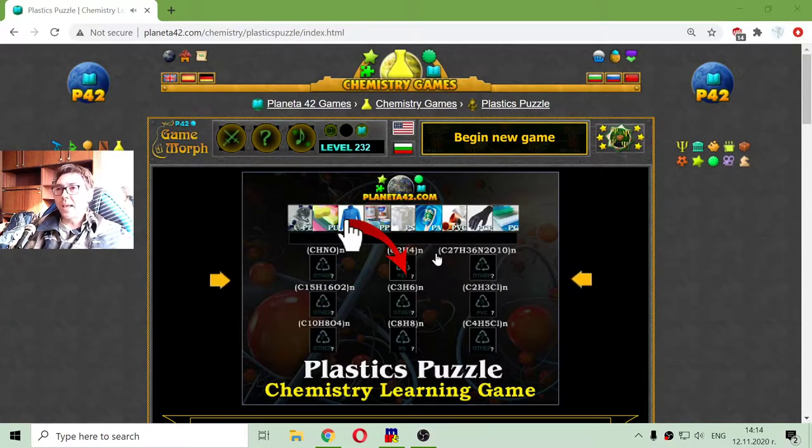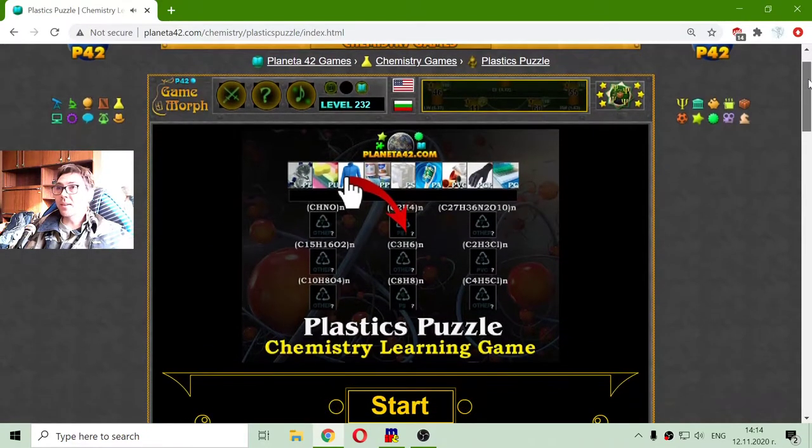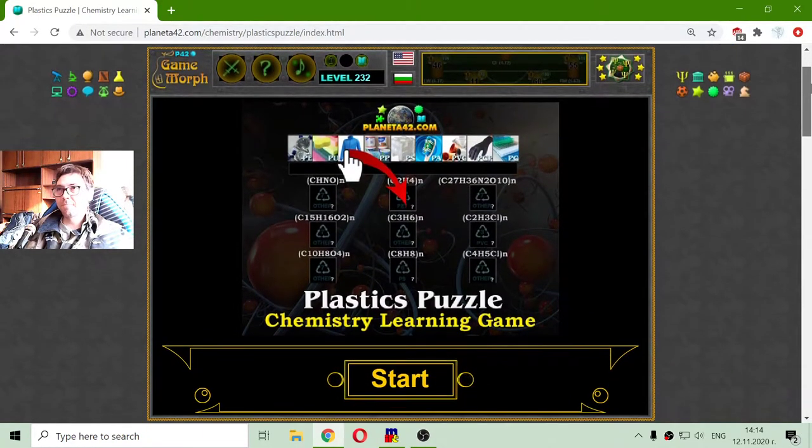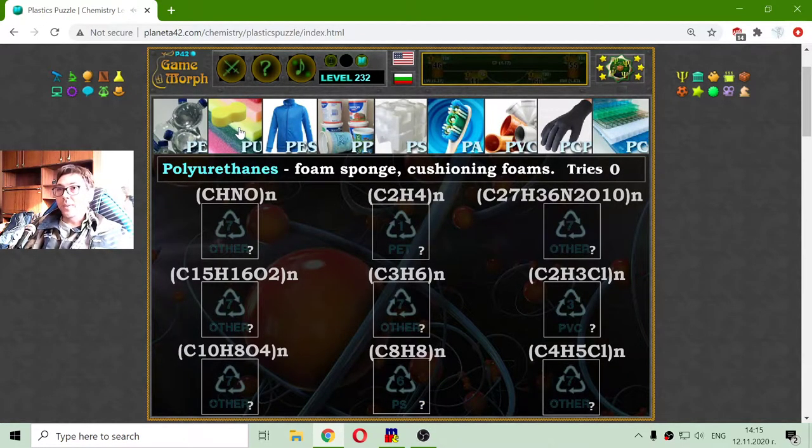Today's educational game that I play is a fun chemistry puzzle about the types of plastics. Now, people don't look at plastics like when they were discovered, because they allowed a lot of easy and light things to be created.